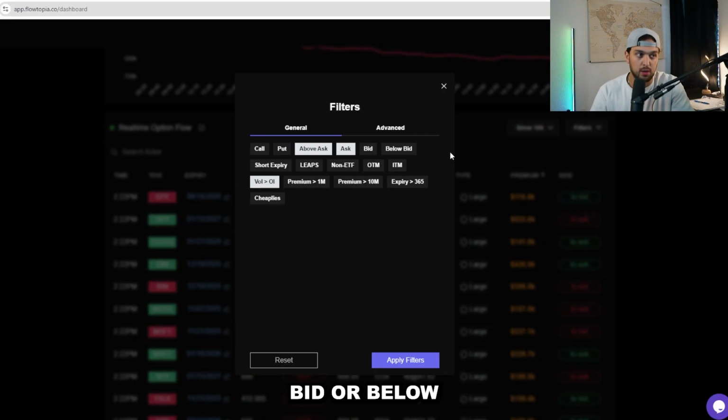Now, I didn't go over bid or below the bid. Bid is just a sell order. This could be selling calls, like covered calls, or this could be selling puts. Either way, I typically don't want to track these myself. I like to see when someone exits a position, but for the most part, I really like when new orders are open.